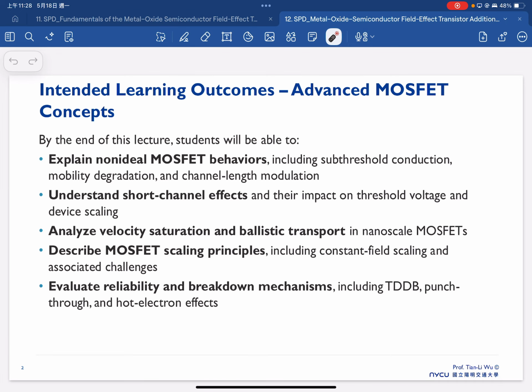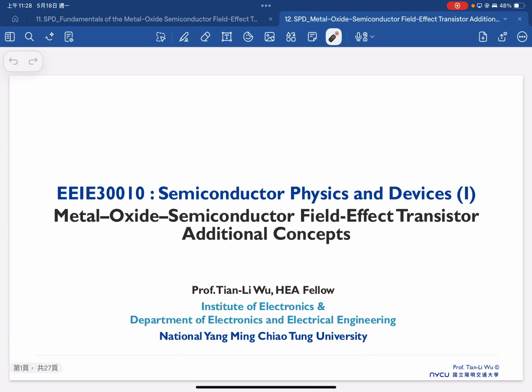So we'll move on to the next one. Since we have completed the basics of the MOSFET, we will move to some additional concepts for the MOSFET. These additional things are some of the non-ideal effects that we should be aware of, because in the end they will be the main challenge for continuing to improve our MOSFET characteristics.